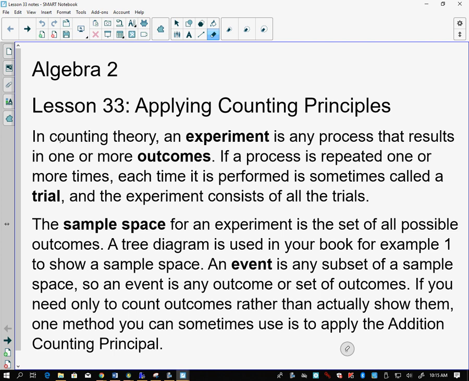An event is any subset of a sample space. So an event is any outcome or set of outcomes. If you need only to count outcomes rather than actually show them, one method that can sometimes be used is to apply the addition counting principle, and we're going to see that here in a second.